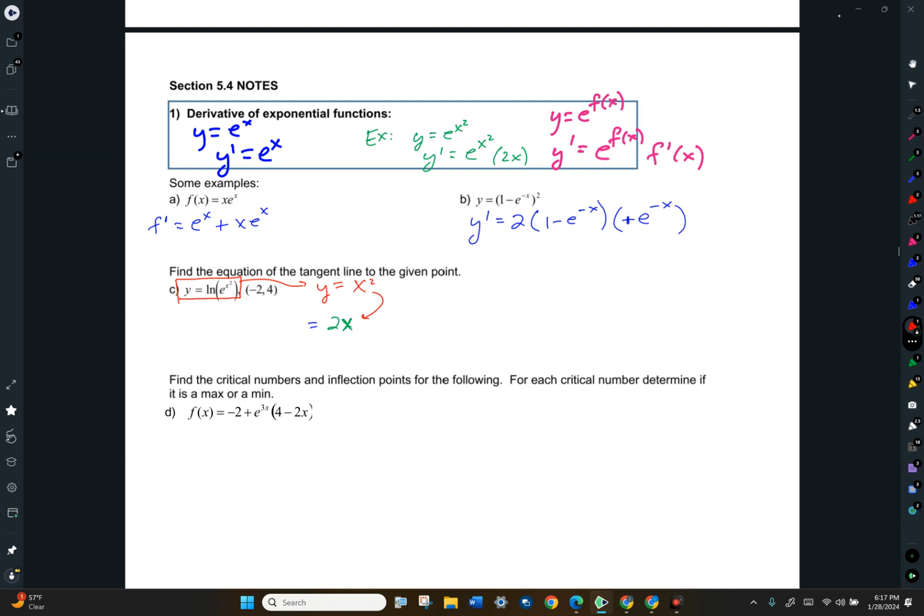So that means the y prime was 2x. If I want the derivative at -2, plug in, I'm going to get -4. So my equation of the tangent line would be y minus 4 equals the slope times x minus -2. And there's the equation of my tangent line.